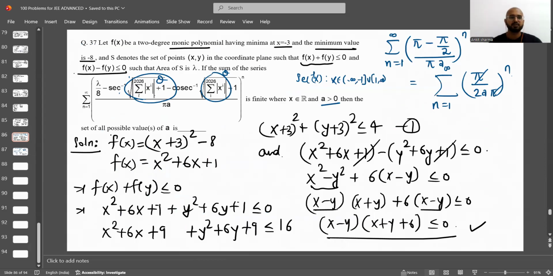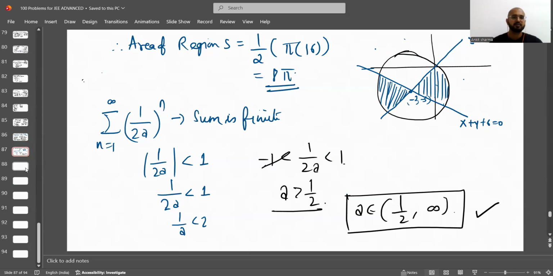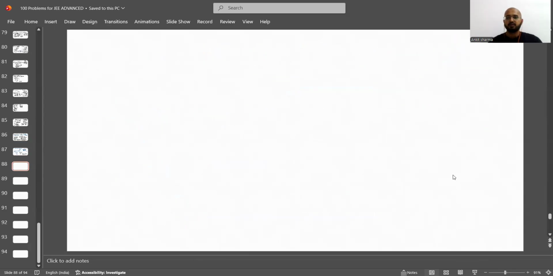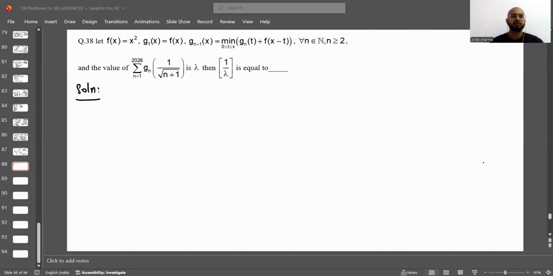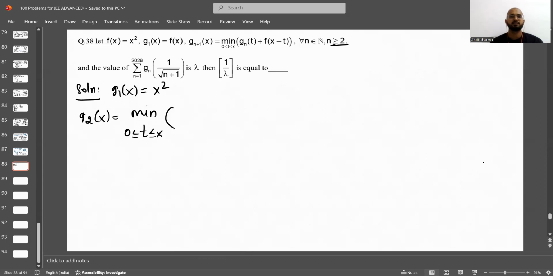Let's move to the next one, question number 38. Yeah. So we have f of x is equal to x square and g1 of x is f of x. That means g1 of x is simply again x square, and g n plus 1, this starts from 2 basically. So that means I'll be finding g2 here. So g2 of x would be the minimum over 0 less than or equal to t less than or equal to x, of g1 of t plus f of x minus t, which will be x minus t square.